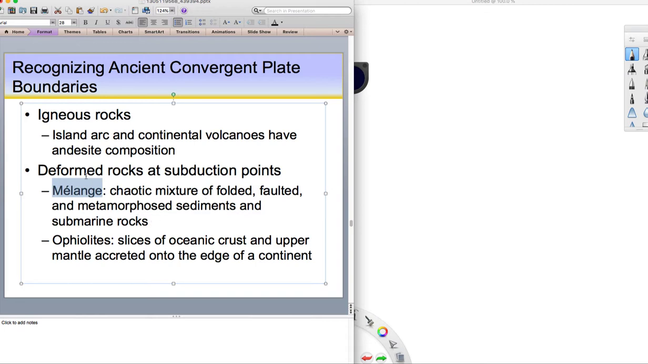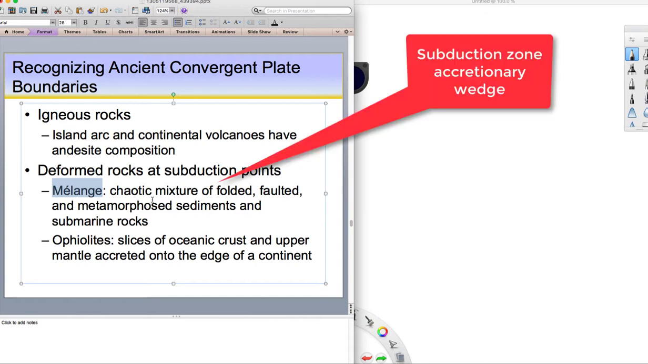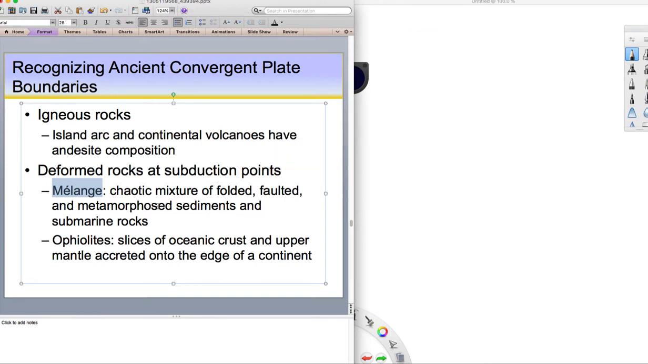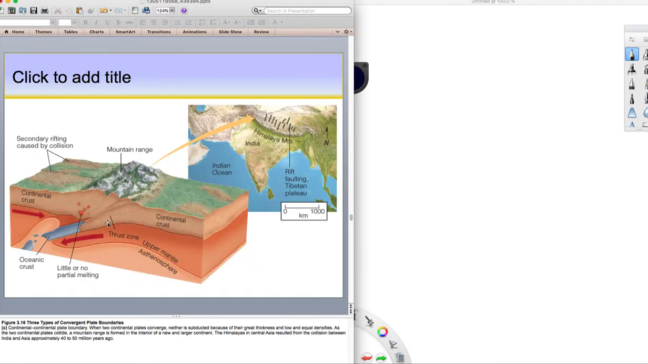Usually this mélange refers to the subduction zone complex, the accretionary wedge that occurs before the volcanic chain, the volcanic arc. So it's where all the ocean floor sediment and even fragments of ocean lithosphere, the actual pillow basalts and maybe even fragments of the mantle, are being scraped off and mixed up in that subduction zone. And then I mentioned ophiolite. So this would be the ophiolite here in the Himalayas.